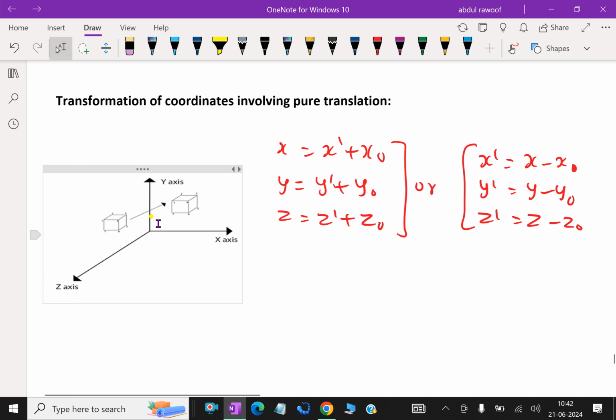Here x, y, z are the old coordinates, and x dash, y dash, z dash are the new coordinates. Therefore, the new coordinates x dash, y dash, z dash are expressed by subtracting from the old coordinates x, y, z the translation, that is, we have to subtract x0, y0, z0 respectively.